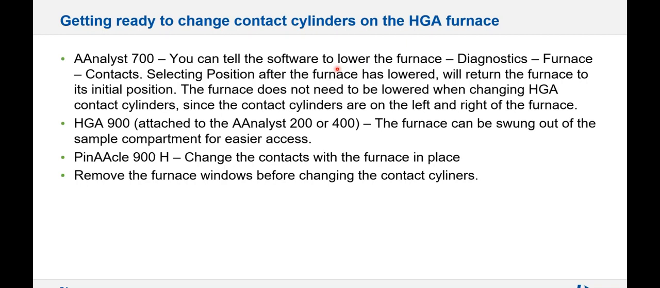First, I'm going to talk about the HGA furnace. So with the AAnalyst 700, you can tell the software to lower the furnace, but you really don't need to because the contact cylinders are going to be on the left and the right side of the furnace. On the HGA 900, it's easiest if you swing the furnace out of the sample compartment. The PinAAcle 900H, you change the contacts with the furnace in place. And of course, always remove the furnace windows before you change the contacts.